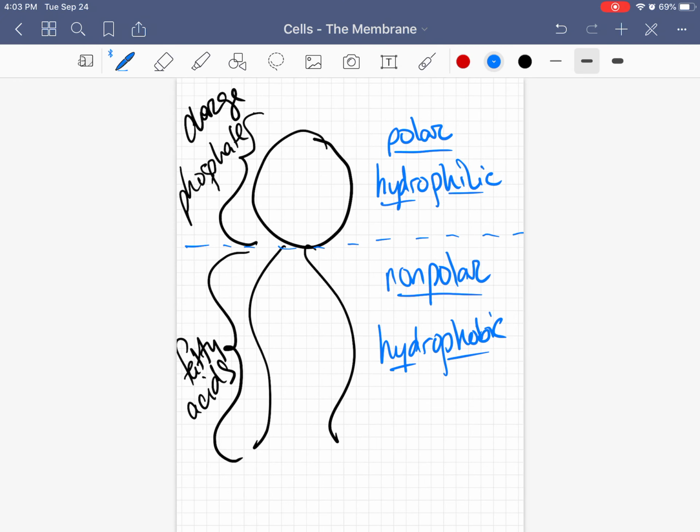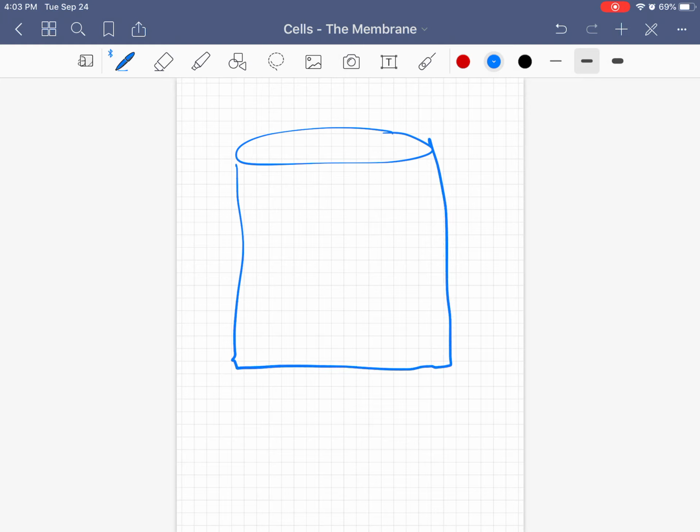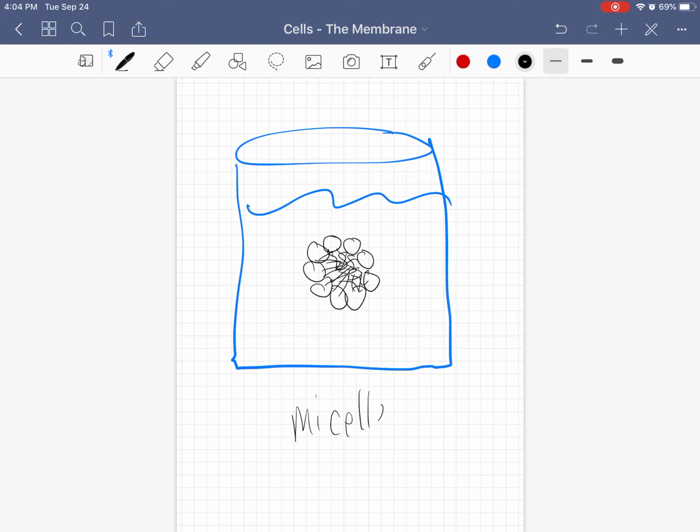So if I was to take these phospholipids and put them in a beaker filled with water, they're going to arrange themselves so that the heads of the phospholipid are protected and the tails are all on the inside. So the water-loving heads are on the outside and the hydrophobic tails are all protected in the middle. This is actually called a micelle arrangement.